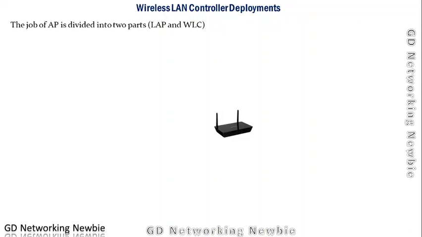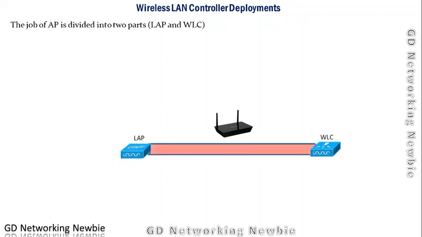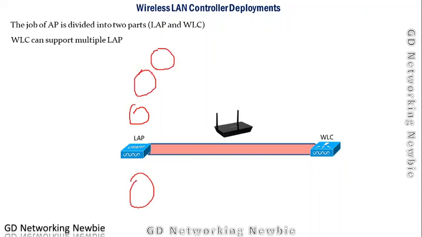As we know, the job of an access point is to give wireless connectivity to clients, and that job can be divided into two parts, which we discussed in the split MAC architecture in the previous video. Those two parts are the lightweight access point and the wireless LAN controller. So its job has been divided into two parts, and one single WLC can support hundreds of lightweight access points.